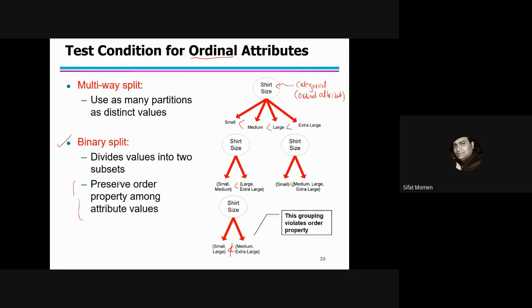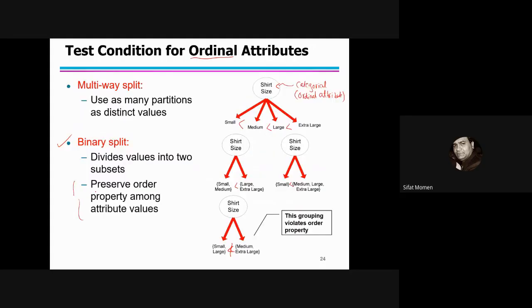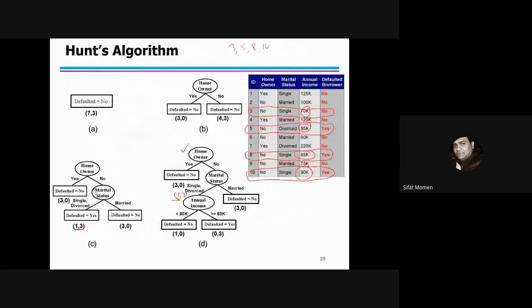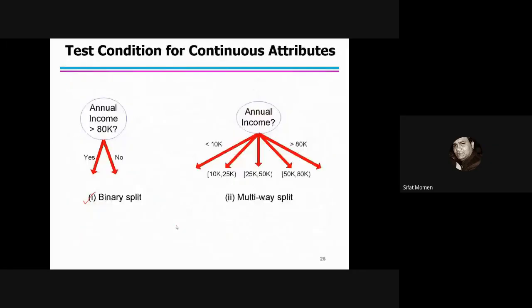Okay, we just discussed that. Now, how do you split continuous attributes? Let's say, for example, annual income. Annual income is a continuous attribute. You can split it in many ways. You can split it using a binary split. In this example, we have used a binary split: annual income larger than or equal to 80K, or smaller than 80K. That's a binary split. Annual income larger than or equal to 80K goes here, smaller than 80K goes there.